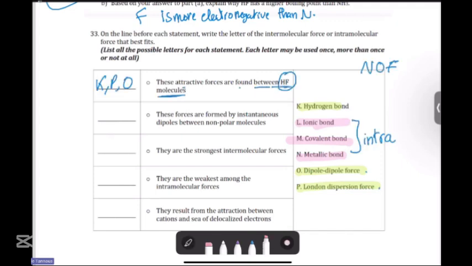These forces are formed by instantaneous dipoles, that goes for the London dispersion forces. If they mention permanent, I'm going to take only dipole forces and hydrogen bonding. They are the strongest intermolecular forces. We're talking about hydrogen bonds. The weakest among them is London dispersion. Intra covalent, and results from attractions between cations and delocalized electrons, metallic bond.